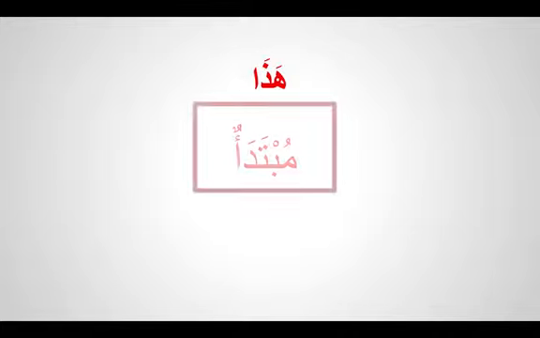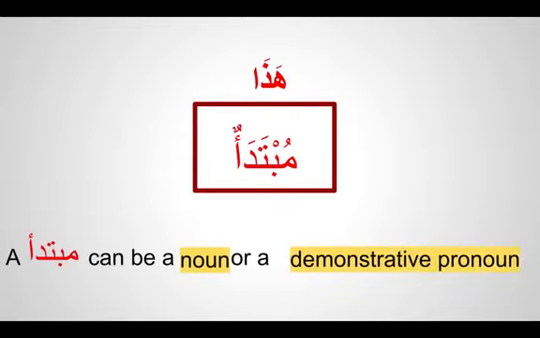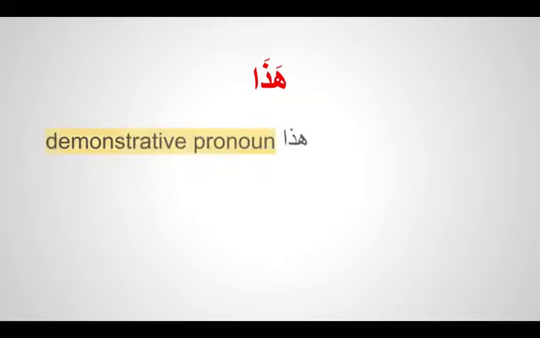So in the previous session, inshallah, we were learning about HADHA, and we know that HADHA comes as a mubtada. So just quickly going back to mubtada: a mubtada can be a noun or it can be a demonstrative pronoun. So we know now the demonstrative pronoun HADHA. So let's see what this demonstrative pronoun is called in Arabic.